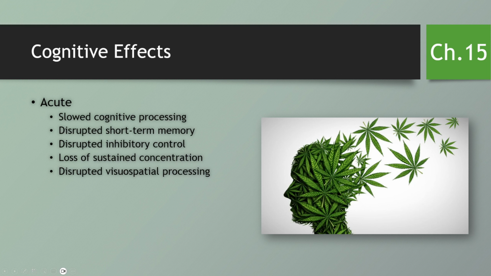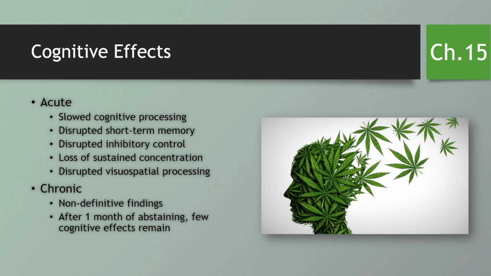Frequent users often get these as well, but those effects tend to be diminished. So there are fewer of these cognitive effects for frequent users than for infrequent users. Frequent users can oftentimes be tolerant to some of these effects. In terms of chronic use, so long-term cognitive effects, there's really no definitive findings in this area. Most of the research suggests that after 1 month of abstaining from consuming marijuana, very few cognitive effects actually remain. So you're able to recover from any of these after not consuming marijuana for about a month.